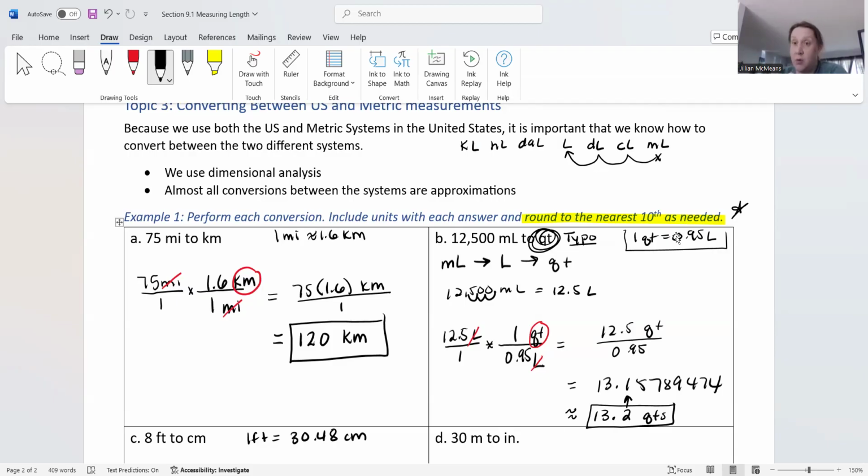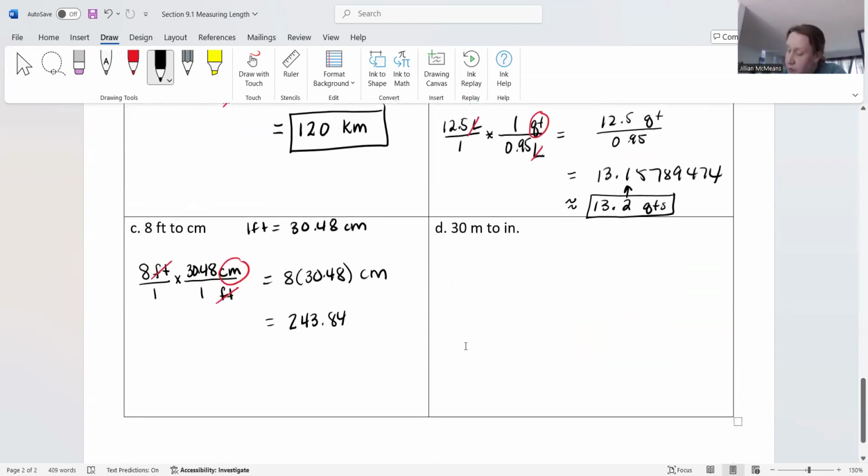However, in your online homework with Pearson, if it says round to the nearest tenth, they really seriously mean round to the nearest tenth, okay? So get in the habit of reading those directions. If we round to the nearest tenth, we're looking at the 8. Directly to the right of that is a 4, which tells me to round down. That means I don't do anything to the 8. I just chop everything after that off. So we would say this is approximately 243.8 centimeters. And that's it.